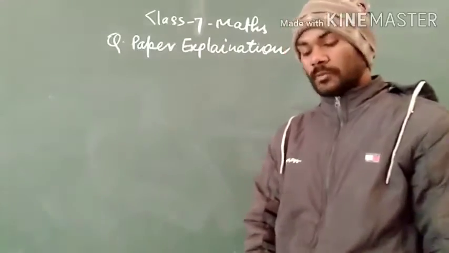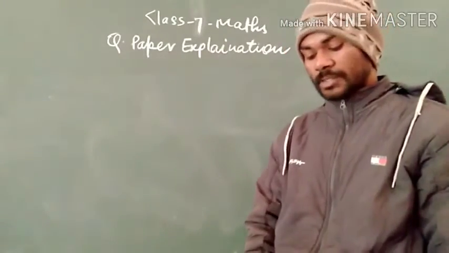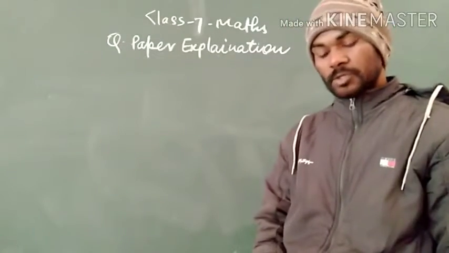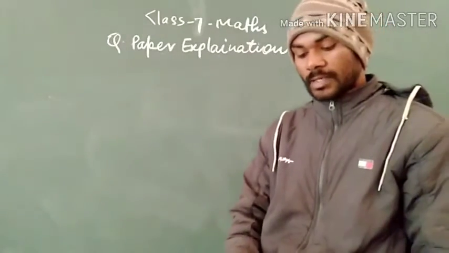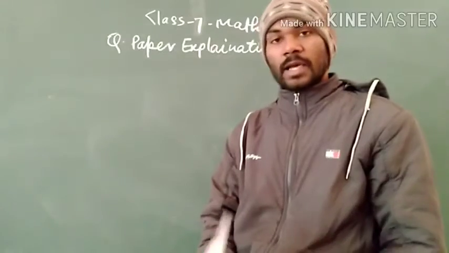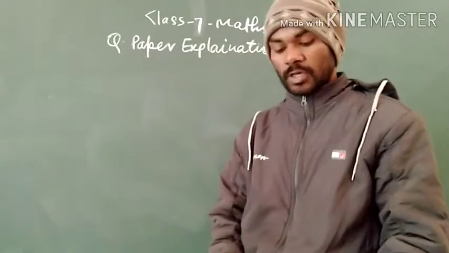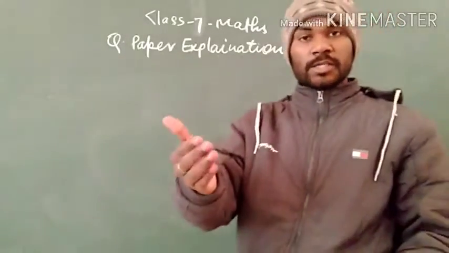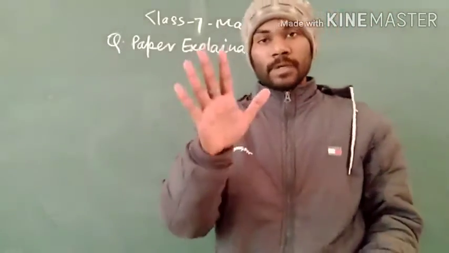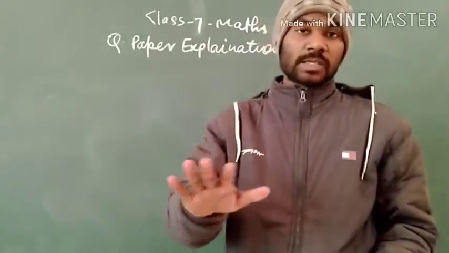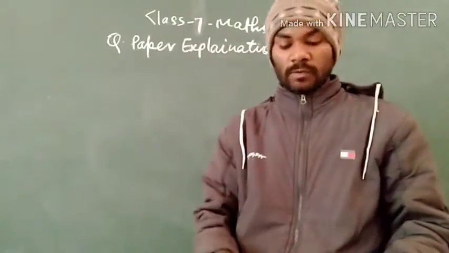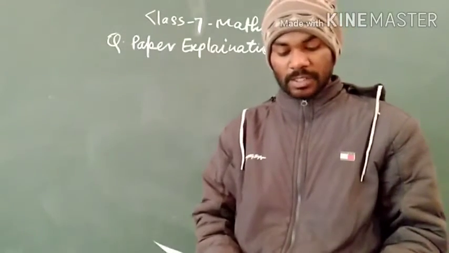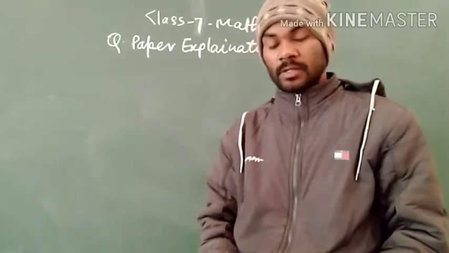First of all, I would like to tell you that your paper has been divided into two sections. The first section poses multiple choice questions, fill in the blanks and true false. And section B poses two types of questions. The first is the short answer type question, which has 10 parts, that is 10 questions, and the next is the long answer type question. As I can see in the paper, there is no misprint.